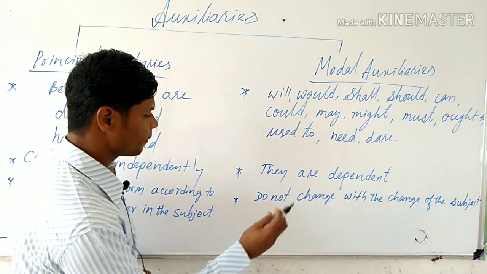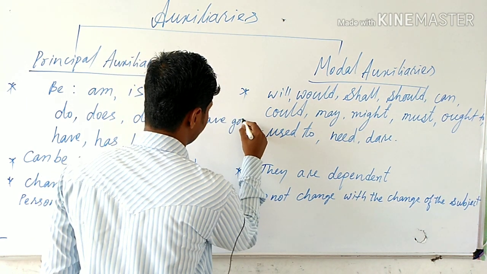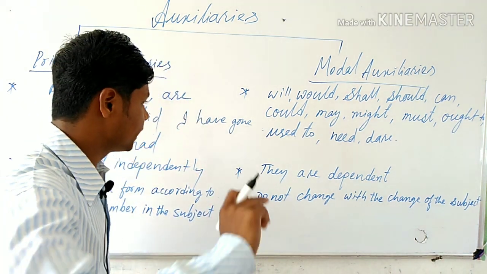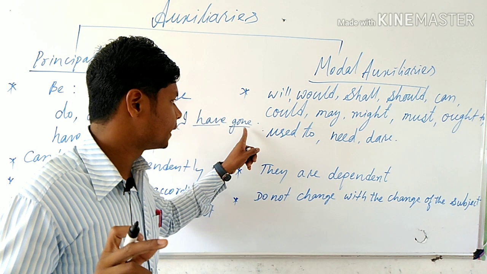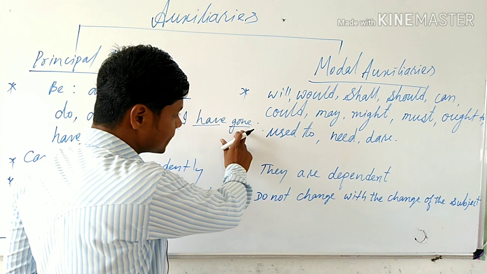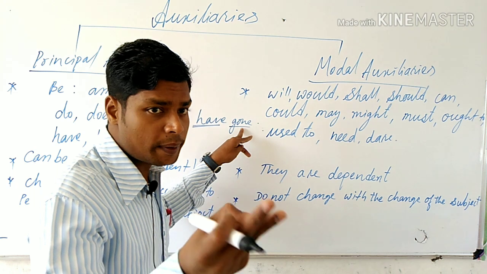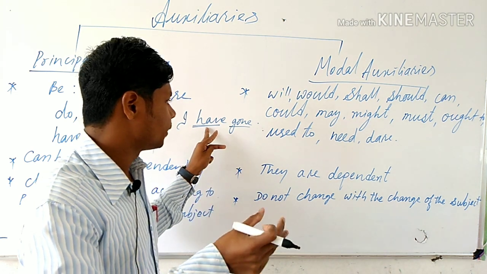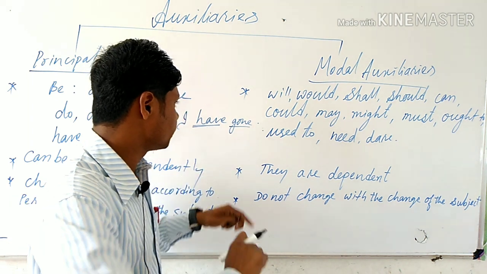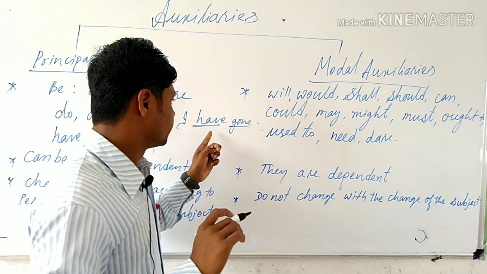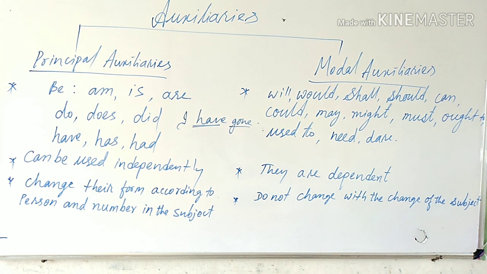For example, if we say that I have gone. When we say I have gone, here have is followed with another verb called gone. Here gone is the main verb and it is assisted with have. When we get the third form of the verb followed by the helping verb have, it is the present perfect tense. And here have is used as a helping verb in this sentence.